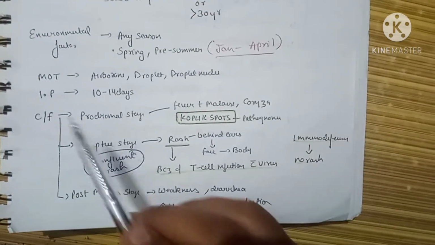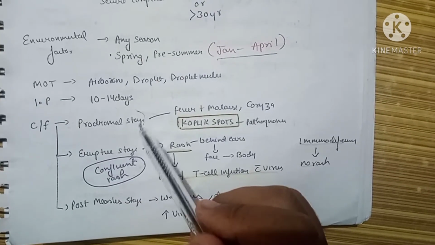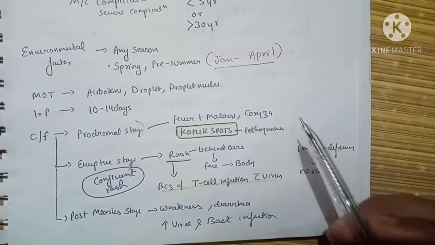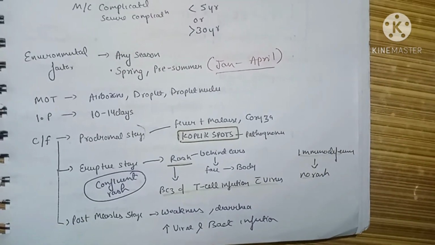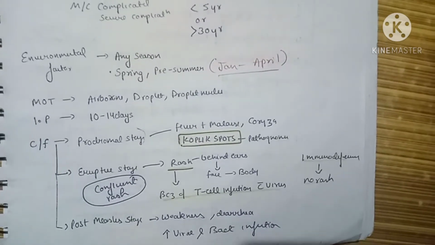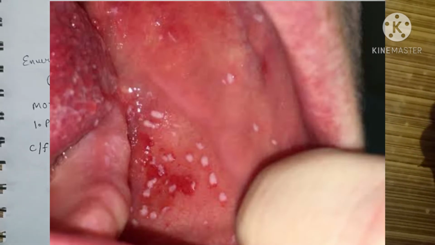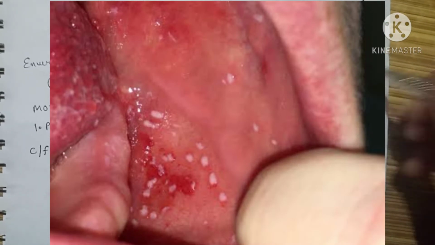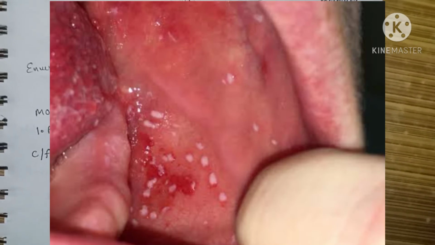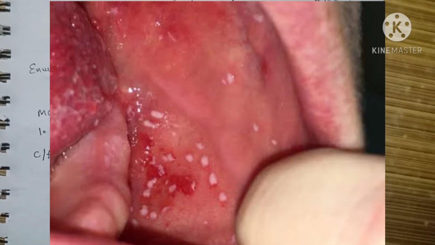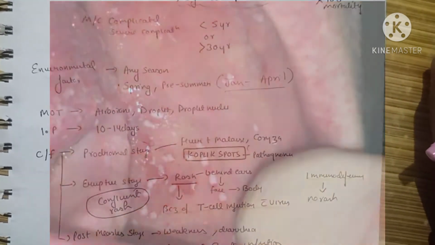So we will now move on to the clinical features. Okay, so there is a prodromal stage, when the patient presents with fever, malaise, coryza, sneezing, cough. Plus, within 1 to 2 days, the patient will present with the pathognomonic sign of measles, that is Koplik spots. Now these Koplik spots are salt-like crystals, crystals of salt that are present in the buccal mucosa, opposite to the lower second and third molar. So these are pathognomonic, as you are seeing in this image.